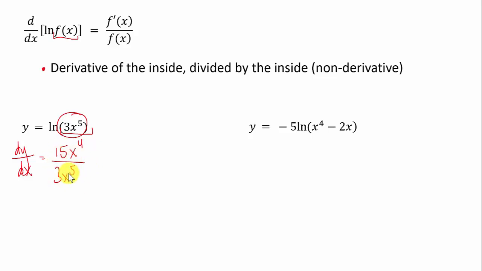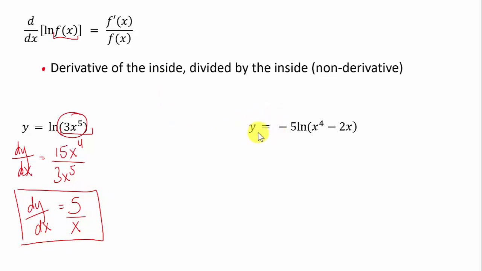Now that is my derivative, but we can simplify that further, and you should, to make it a little cleaner in case you have to work with it for something. 15 divided by 3 is 5, and x to the 4th over x to the 5th is just x on the bottom. So this would be my answer, 5 divided by x.